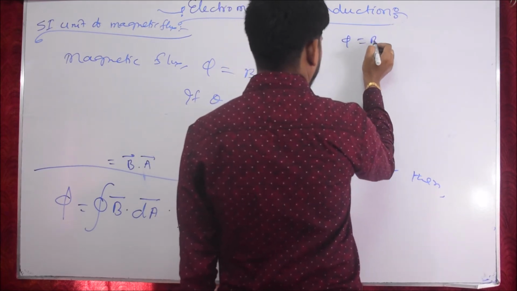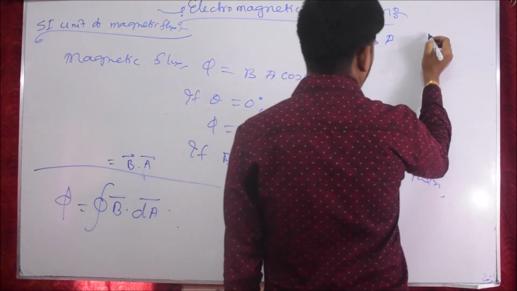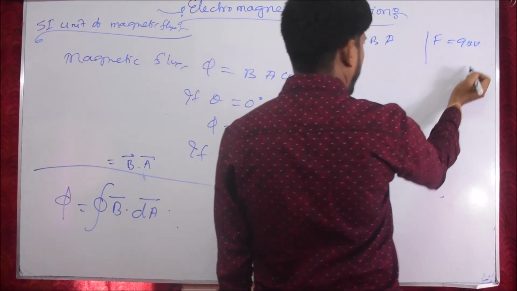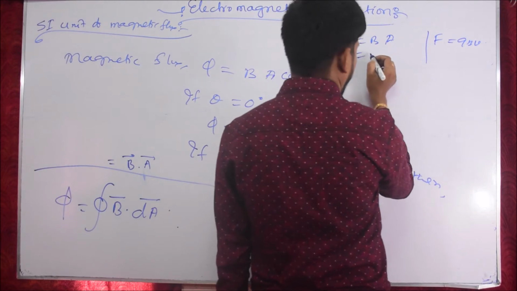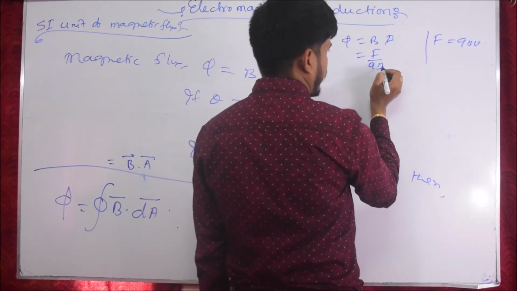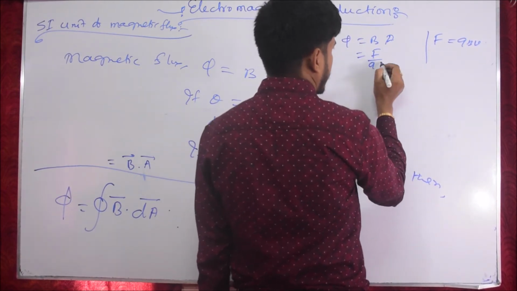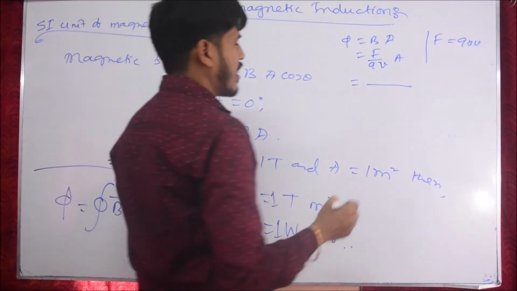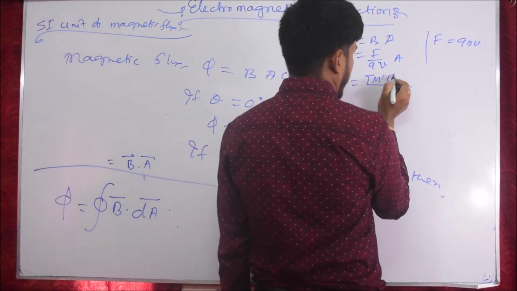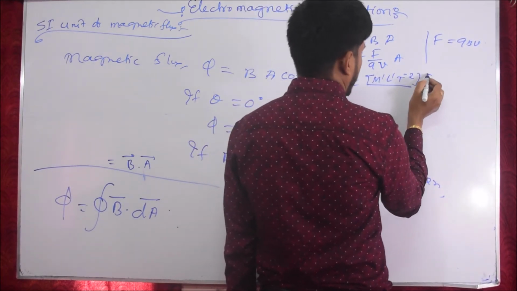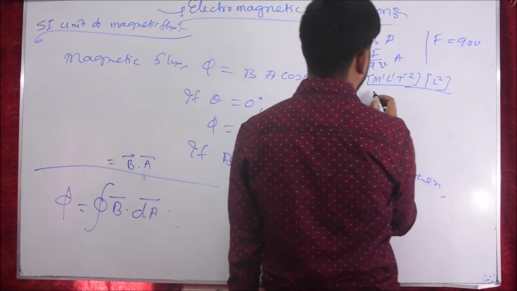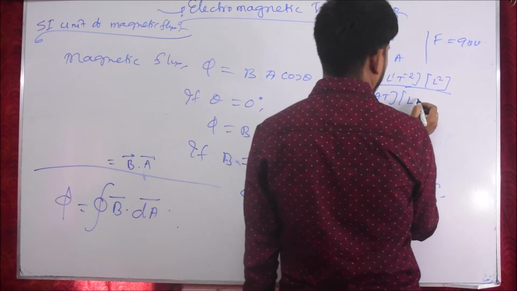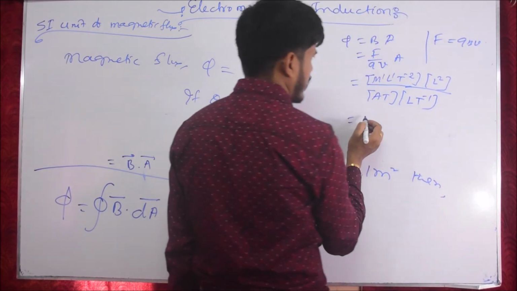Phi is equal to B A. Already we know F is equal to Q B, no? Then B is equal to F by Q into A... F by Q B into A. F is M1 L1 T minus 2, area is L2, Q is AT, B is LT minus 1.